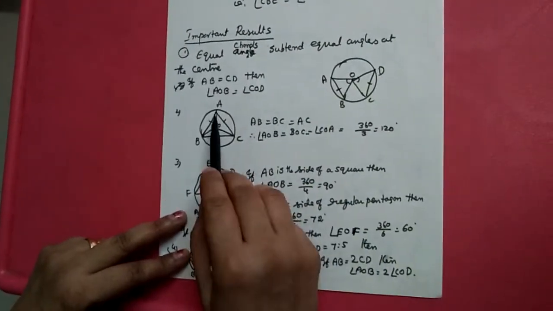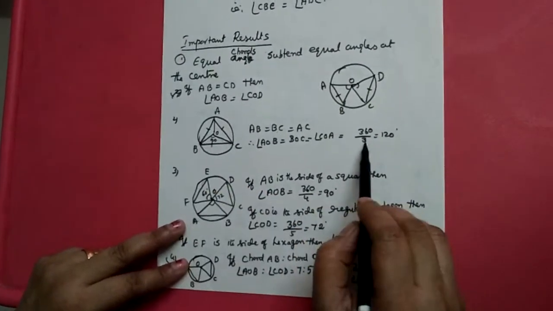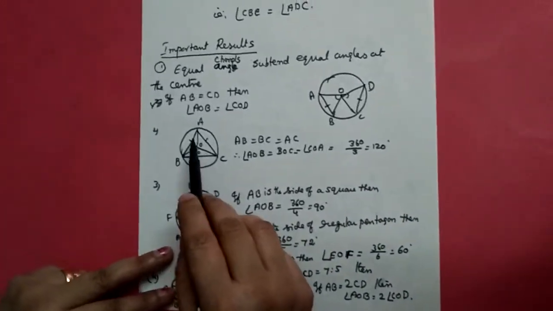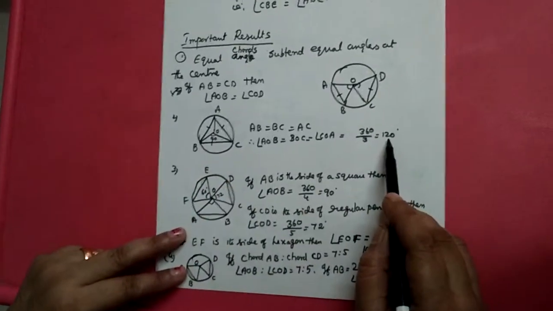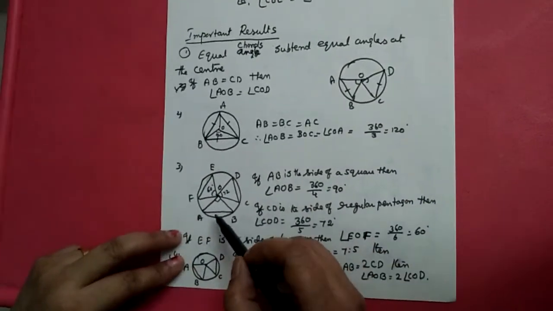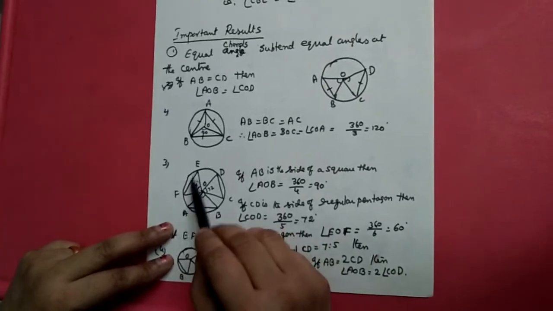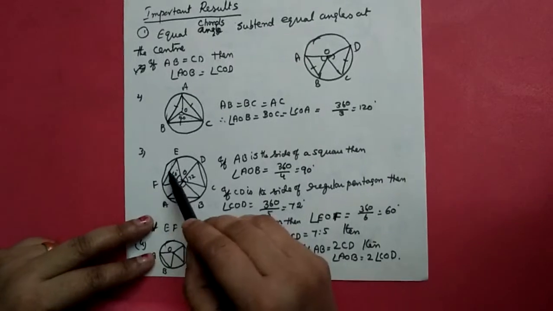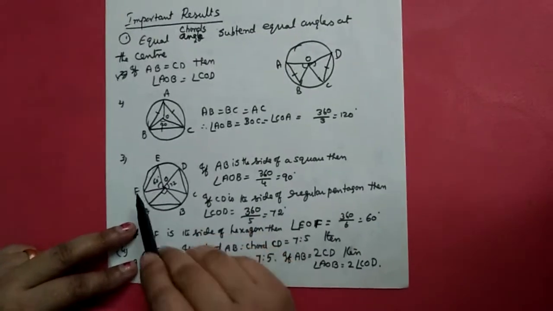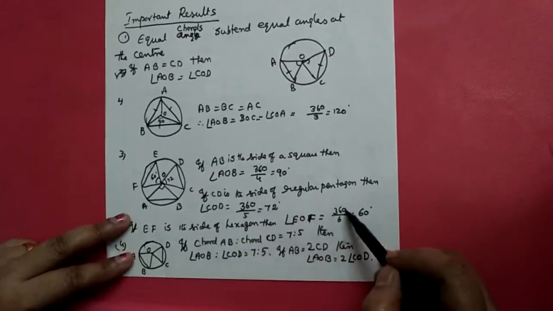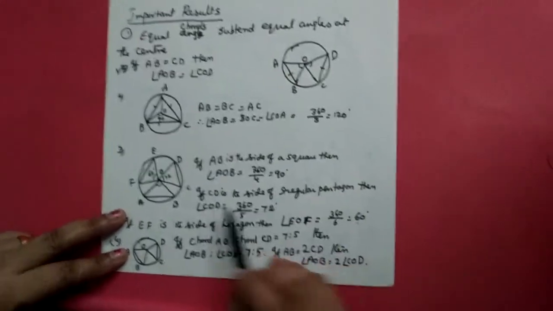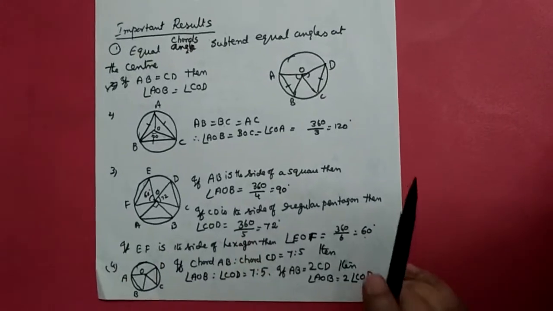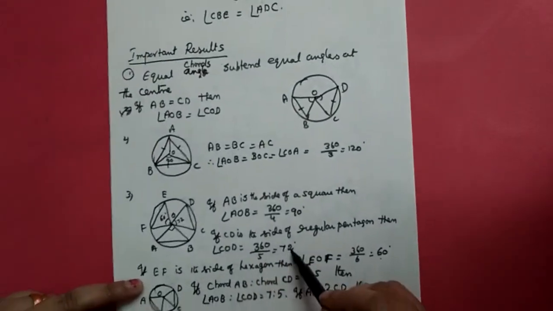Therefore, AOB plus BOC plus COA is 360, so 360 by 3 is 120 degrees. So in an equilateral triangle, each side subtends how much angle at the center? 120 degrees. Coming to this one, suppose FE is the side of a hexagon I am taking. Hexagon means how many sides? 6 sides, isn't it? So 360 by 6 is 60 degrees. Suppose CD is the side of a regular pentagon. Pentagon means how many sides? 5 sides. So 360 by 5 is 72 degrees.